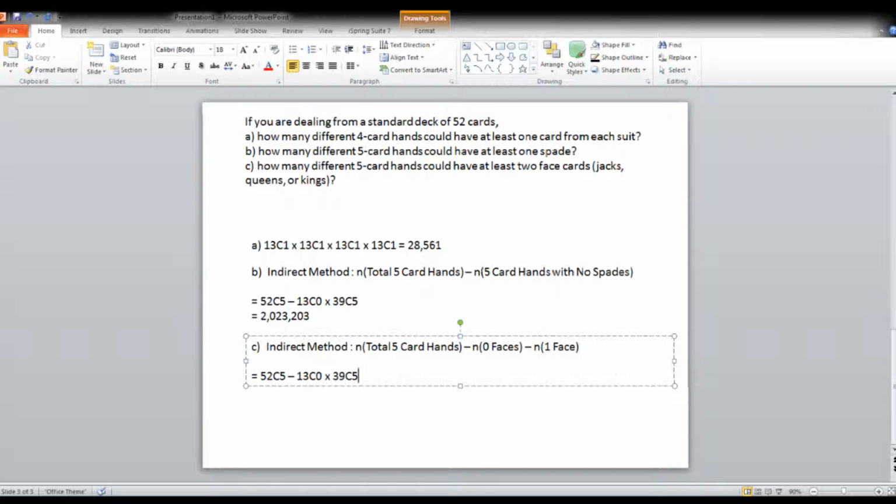We go 52 choose 5, because that's the total number of five card hands. And then we'll subtract the number with 0 faces. There's 12 face cards, right? Because there's 4 of each suit, a Jack, Queen, King. So 12 choose 0 times, there's 40 cards remaining that aren't face cards, choose 5. And then minus 12 choose 1 times 40 choose 4. And then you just work that out.